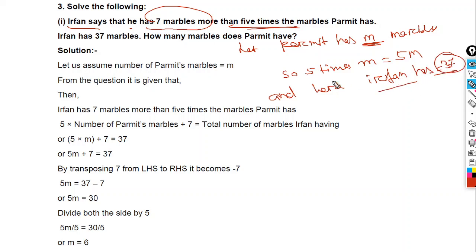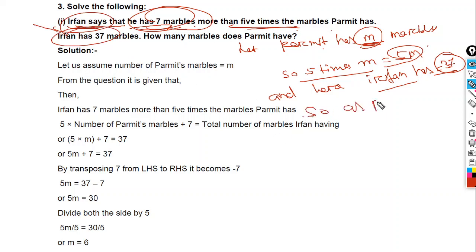Again read the question. Irfan has 7 marbles more than 5 times the marbles Parmit has. Parmit has m, 5 times the marbles is 5m, and 7 more. So 5m plus 7 is equal to the number of marbles Irfan has. So as per the question, 5m plus 7 equals 37. So this is your equation.